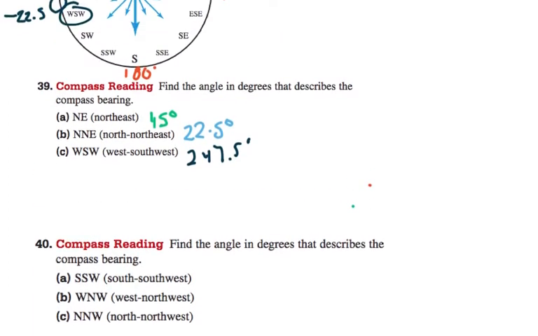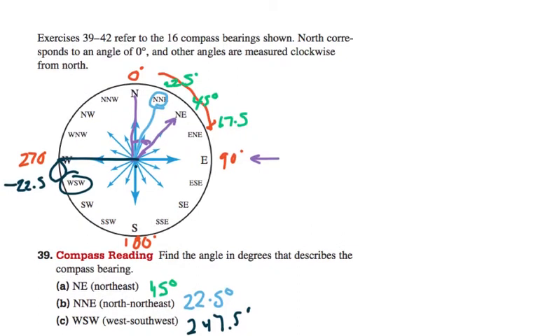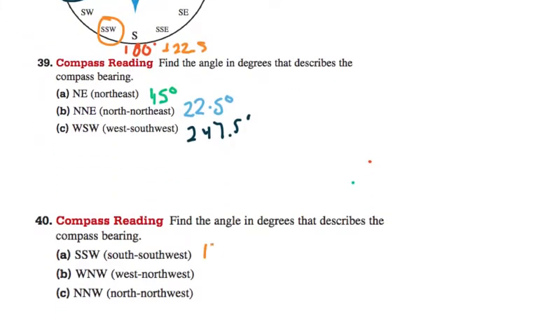Oh, and then they want you to find the rest of these. Okay, so south-southwest. Let's see, where's that? Oh, this one. So south-southwest means that we're going to take 180 and add one of the tick marks. So 180 plus 22.5 means that we're at 202.5.